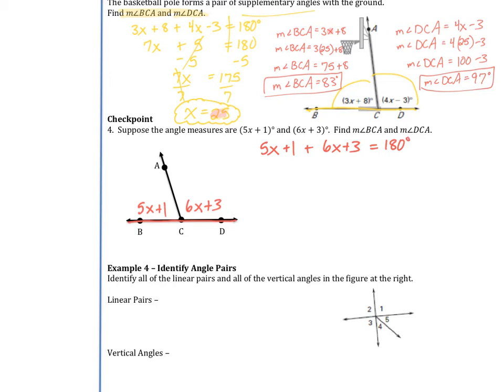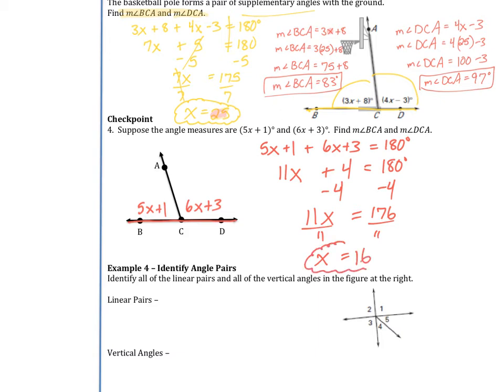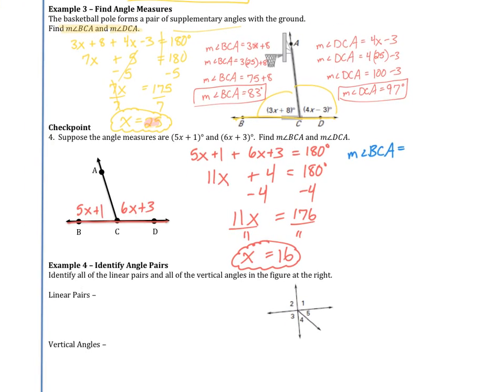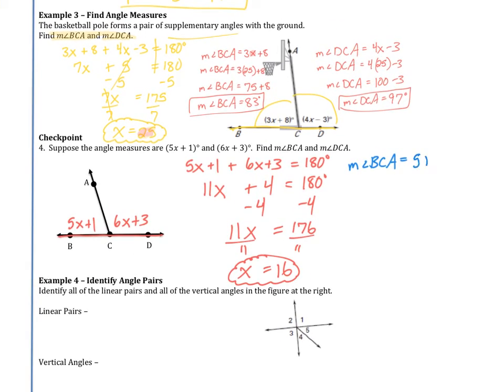On the left side of the equal sign, you would combine 5x and 6x to get 11x, and 3 plus 1 is 4. And then you would minus 4 to get 11x equals 176. Then divide by 11. 176 divided by 11 is 16. So you'd find x, and then you would plug it in. So the first angle, the measure of angle BCA, would be 5 times 16 plus 1. And 5 times 16 plus 1 is 81 degrees.